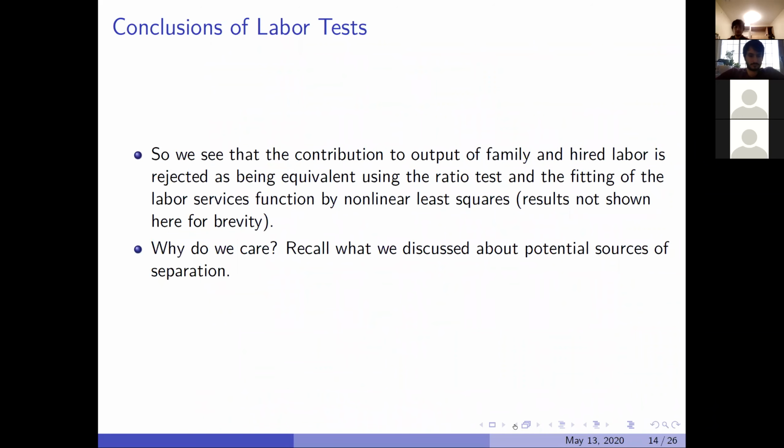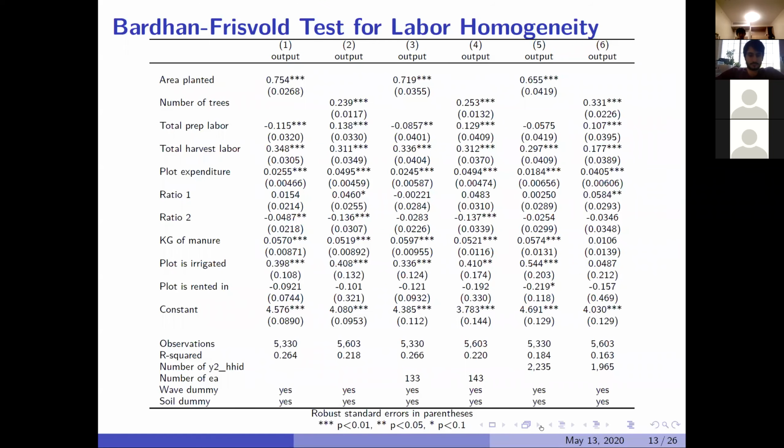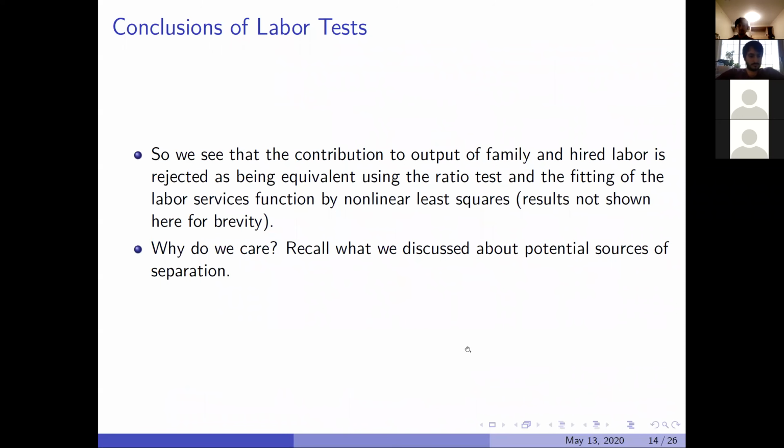Okay, so we don't have a super clear pattern of rejections here, but when we take the pattern of rejections all together between this test, the Bardhan-Frisvold test, which is in the paper, and the wage differential test, it seems to indicate that we could have a source of potential non-separation here in a differential of quality. And I just wanted to direct your attention back to that.